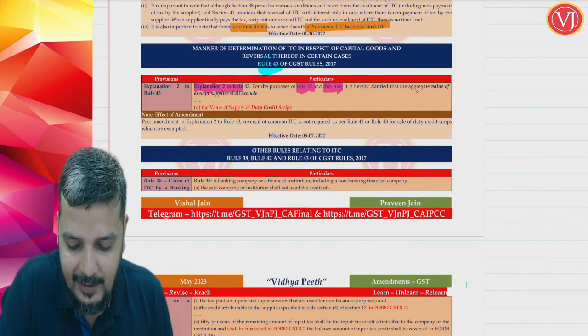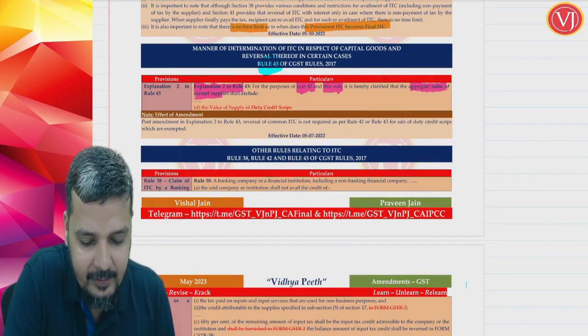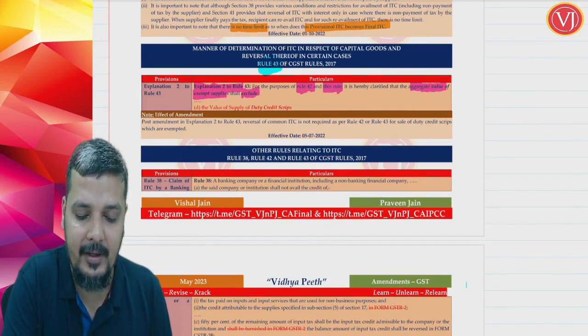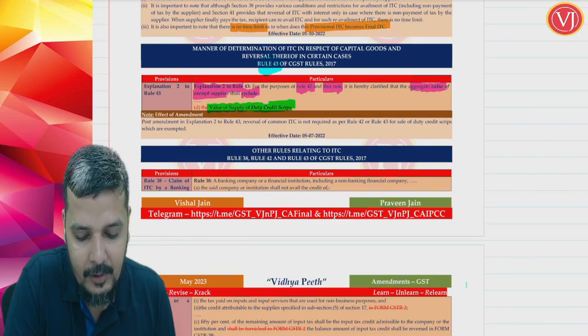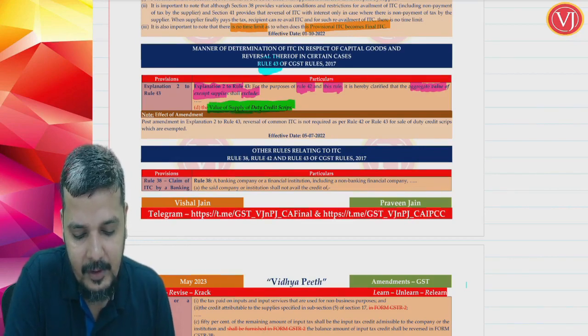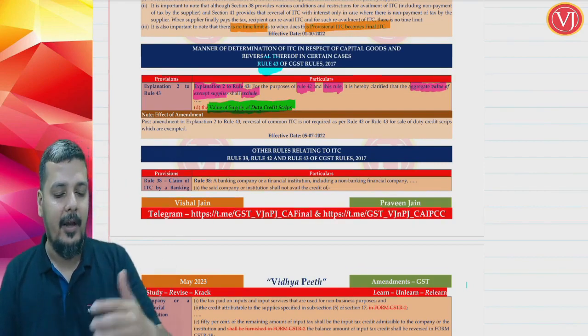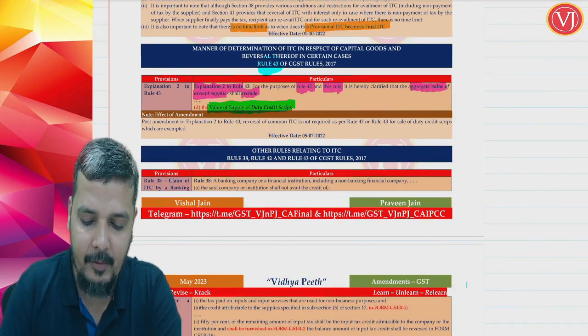It is hereby clarified that aggregate value of exempt supplies shall exclude, not include, what? Value of supply of duty credit scrips. There's already a list. Along with that list, one more point, D, is added: value of supply of duty credit scrips. Now, what are they trying to tell?